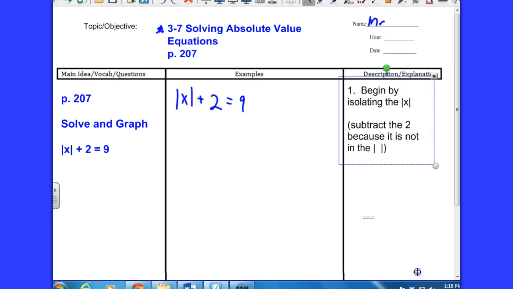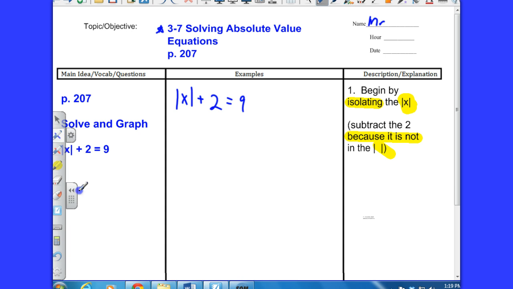All right. In dealing with this problem, the absolute value of x plus 2 is equal to 9. You want to begin this problem by isolating the absolute value part. So we want to isolate whatever the absolute value is. Now that's something that you'll need to remember. Notice in this particular problem I have this plus 2. So we have to subtract the 2 because it's not within the absolute value. So you always will do that first. You'll get rid of anything that's not in the absolute value. So I'm going to get rid of this plus 2 first. Those are words to live by with absolute value problems.